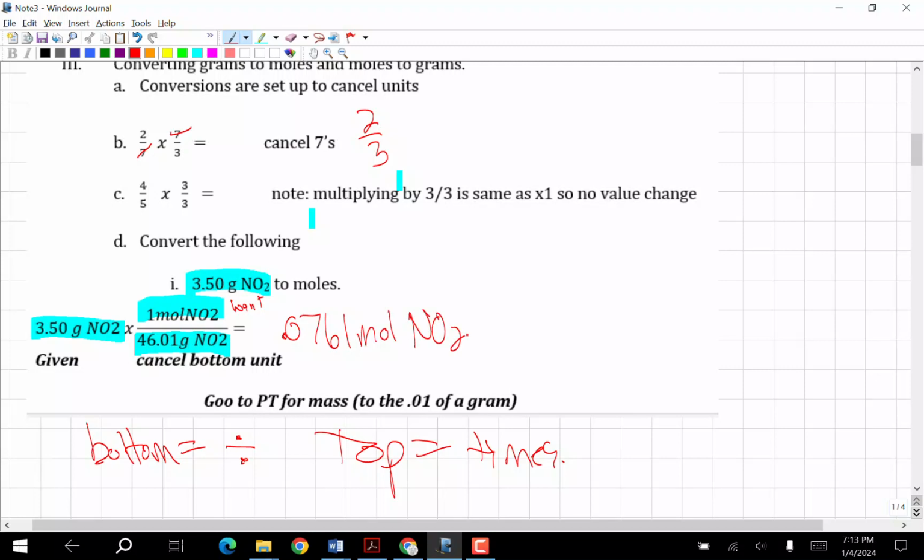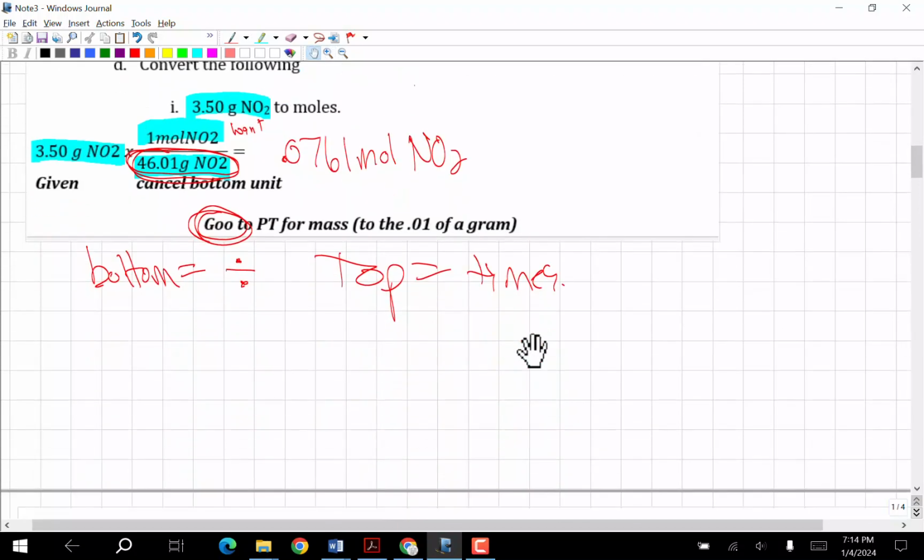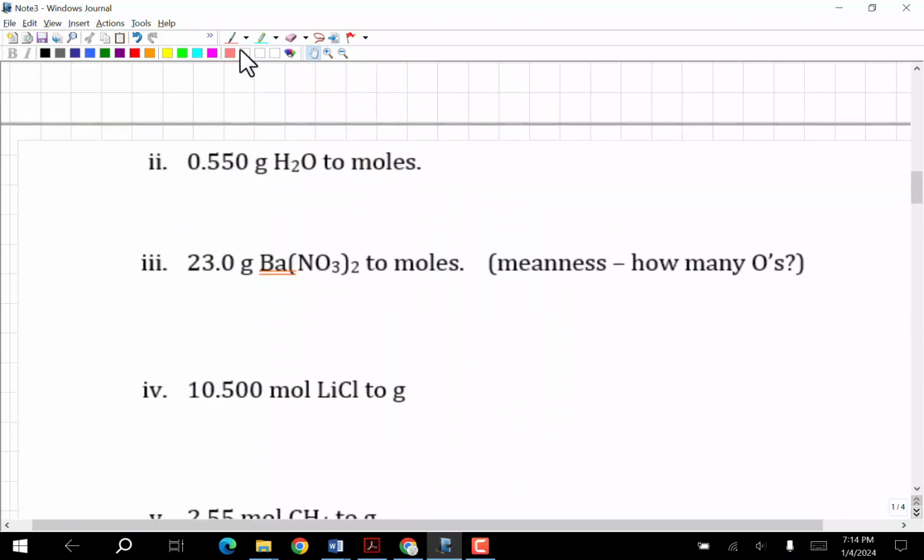All right, so go to the periodic table for the mass. So what I did, I went to the periodic table for NO2. Right? So when I wanted grams, I go, little g stands for grams, and little g stands for go to the periodic table. All right, so let's do this. Okay, you need your periodic table. I have a lot of these memorized. You don't need to memorize molar masses, but I have a lot of these memorized, so you want to make sure that you're with me on this, okay?